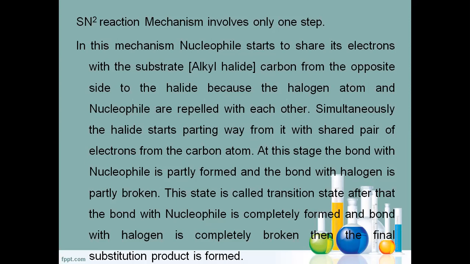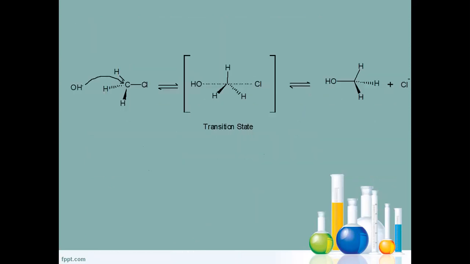We get the substituted product like this. So the hydroxy group attacks from the backside and forms the transition state like this. The partial bonds form between the hydroxy group and the halogen. After the strengthening of the hydroxy group's bond, the halogen leaves completely and forms the substituted product.